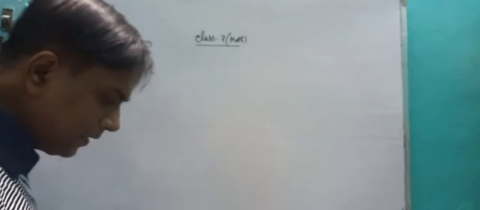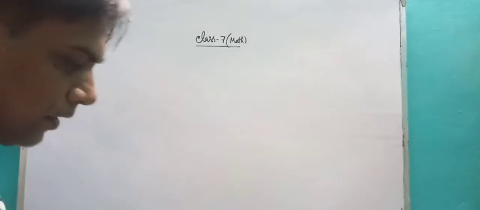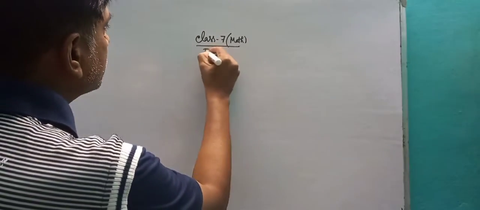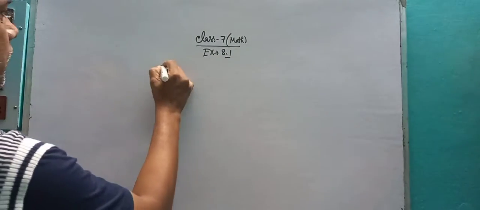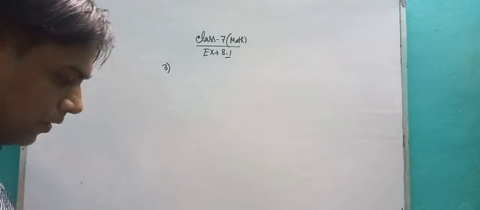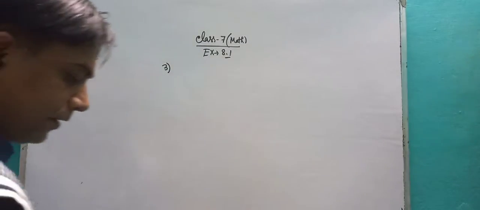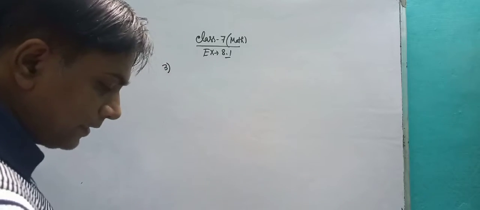So, we have already started our discussion about exercise number 8.1. Here I will discuss some other maths from this chapter. Suppose I discuss question number 3. What is question number 3? Find the rate of interest when 800 fetches 130 as the simple interest.